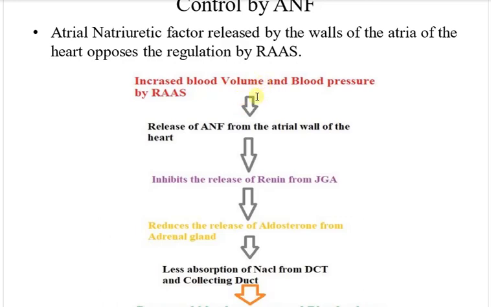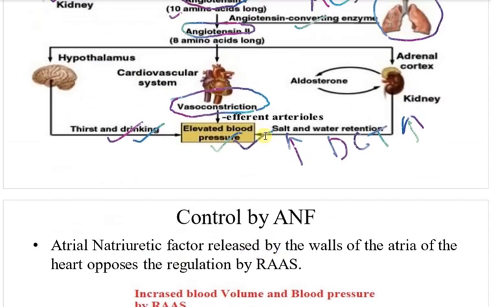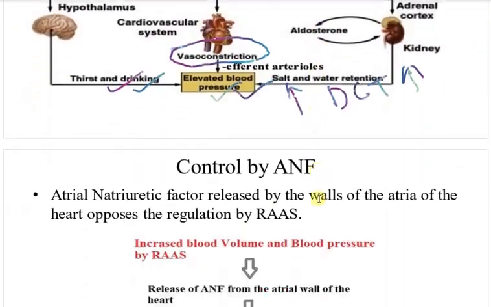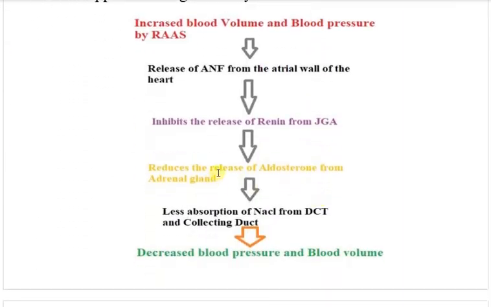Okay, that is ANF. Increased blood volume and blood pressure by RAAS stimulates the release of ANF from the atrial wall of the heart. As a result, when this ANF is released from the atrial wall of the heart, it inhibits the release of renin from the JGA. It inhibits this JGA to stop the renin production. Okay, it reduces the release of aldosterone from the adrenal gland. So look, very important two things it has already done. It inhibits the release from the JGA. It also reduces the release of aldosterone from the adrenal gland.